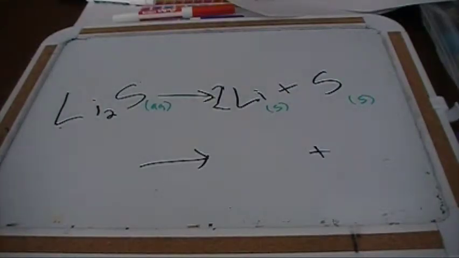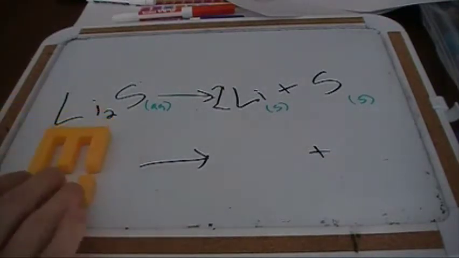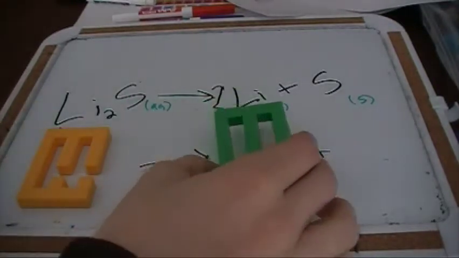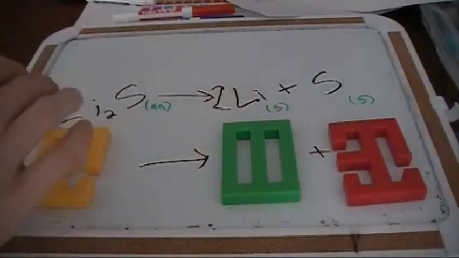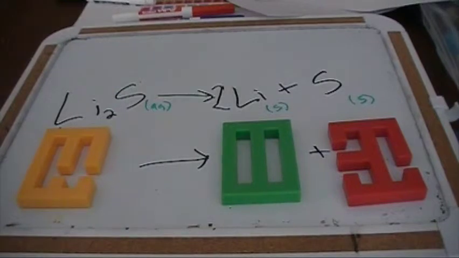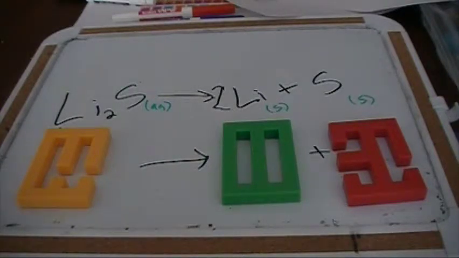To represent the decomposition reaction, we're going to use the same blocks as we used for the synthesis one. The compound of Li2S, we're just going to represent as yellow, because green and red combine, react to form the yellow, the Li2S. If you think about it, basically synthesis is just the opposite of decomposition. 2 elements make a compound in synthesis, and 1 compound makes 2 elements in decomposition.